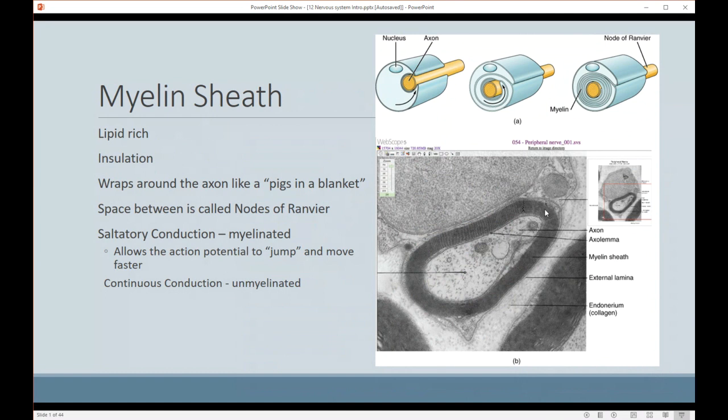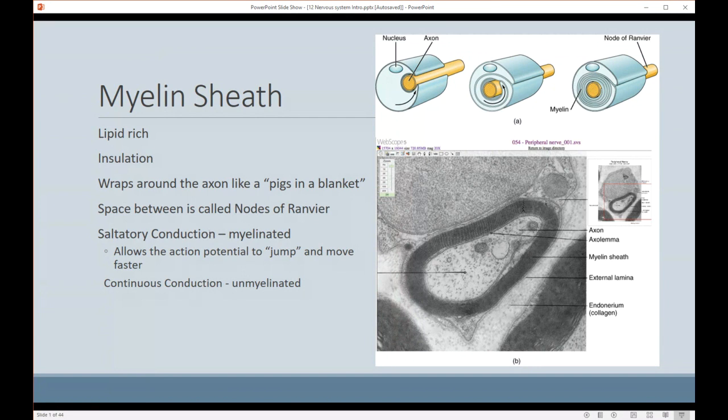So we get these projections coming out of either the oligodendrocytes or the Schwann cells, and they start to wrap around and sort of grab it, and then it keeps growing around and around and around. And what it does is that it forms this myelin sheath. So there's myelin, and then we have sort of a blank spot, and then another myelin. And between each of these myelin coverings, we have what's called the node of Ranvier. Node of Ranvier. And what this does is that it allows for what's called saltatory conduction.